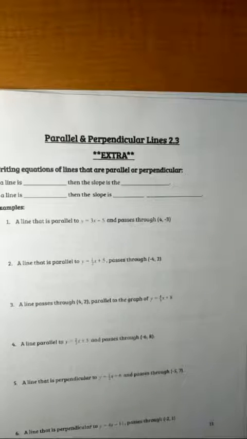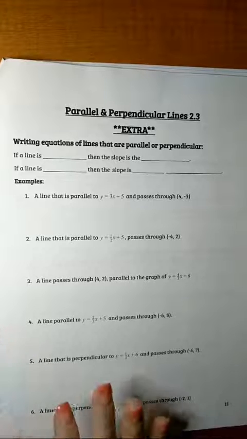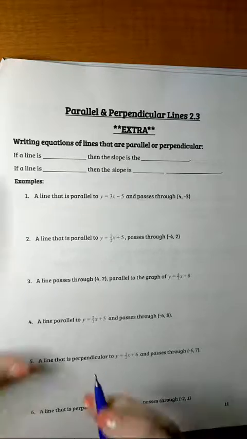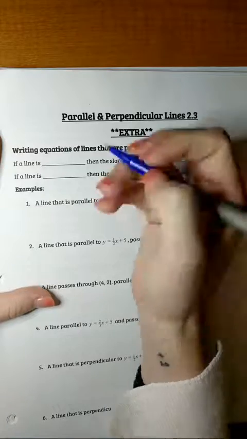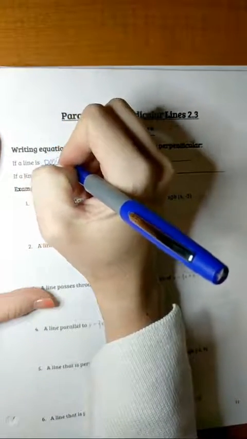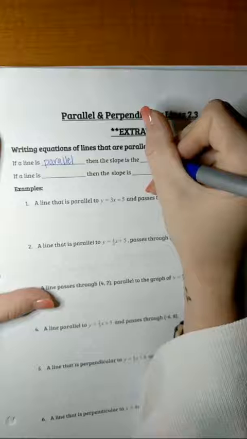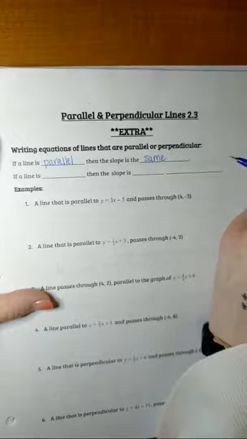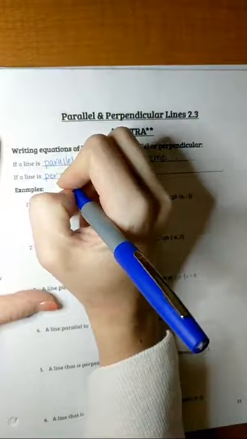Okay, so in this video, I am going to be talking about parallel and perpendicular lines. So when it comes to parallel lines, if a line is parallel, then the slope is the same. So if they tell you that a line is parallel, then your m value is going to be the same in both.